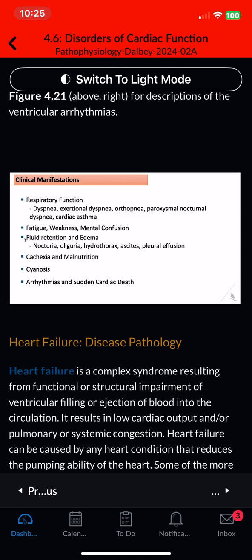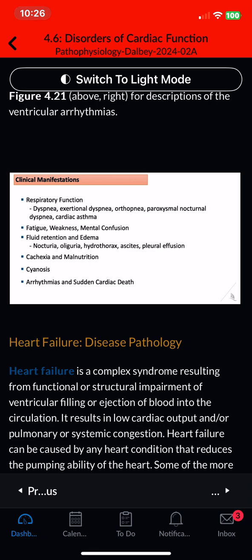So an early stage of heart failure can be nocturia, which is an increase in night urination. And that's because there's an uptick in the glomerular filtration rate as a compensatory mechanism to the increase in cardiac output as the heart is trying to make sure to maintain its cardiac output. In late stage heart failure, oliguria occurs, which is a decrease in the urine output because of a decrease in cardiac output and renal failure.